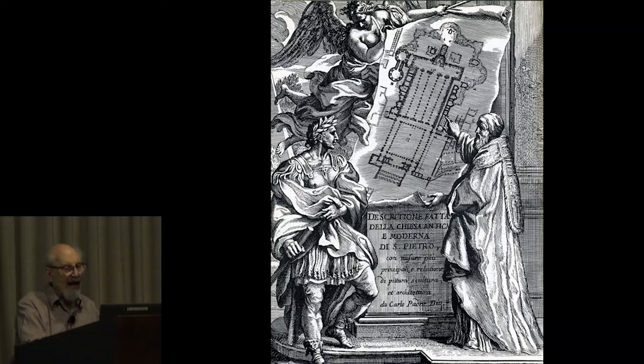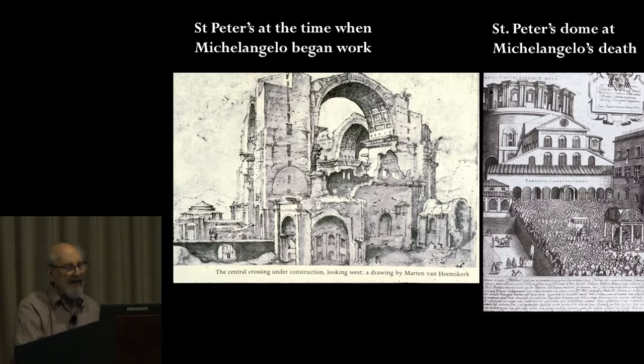I love this picture. I don't know which pope that is, but there's the old church, and you can see it's overlaid with a plan of the east end of the new church. Maybe this man with the laurel wreath is an architect. This was what was built by the time that Michelangelo began work. These huge arches that would support the dome. You can see they're very deep from the outside to the inside and sufficient to carry the dome. And then that's as far as it had got by the time of Michelangelo's death.